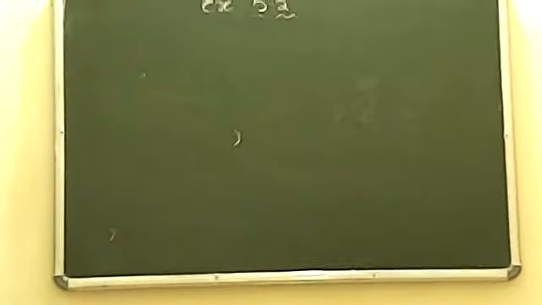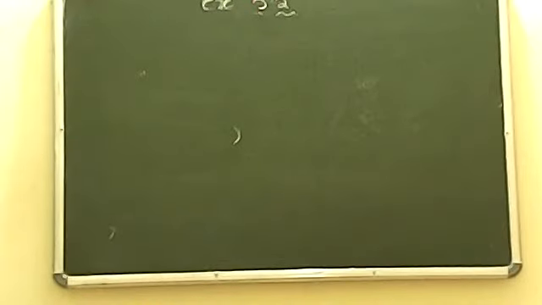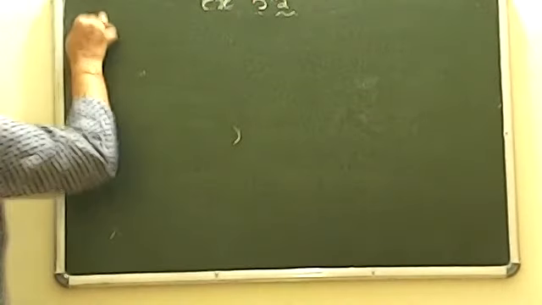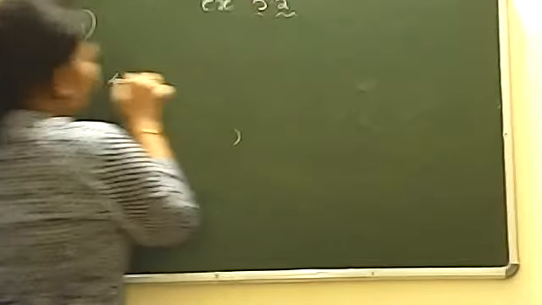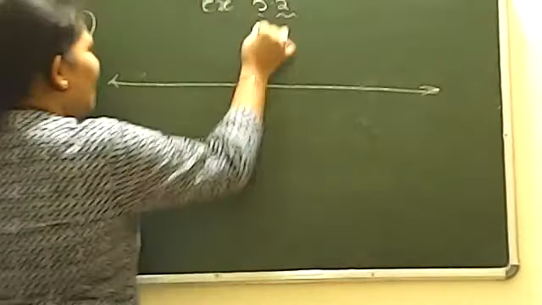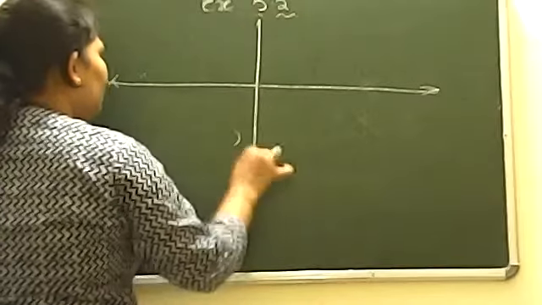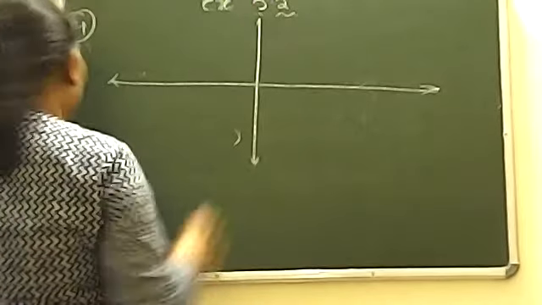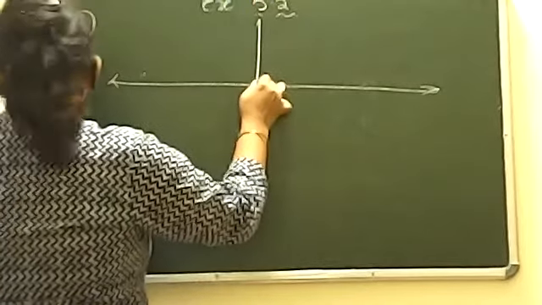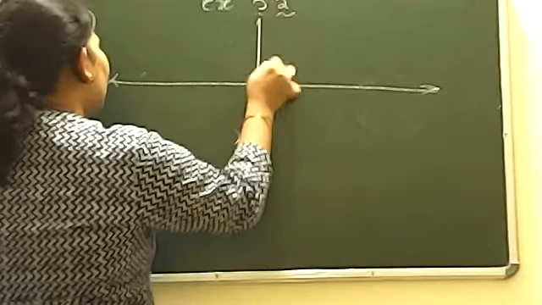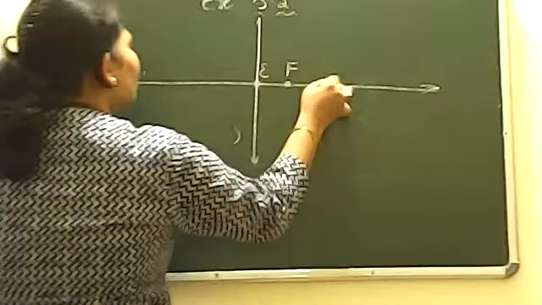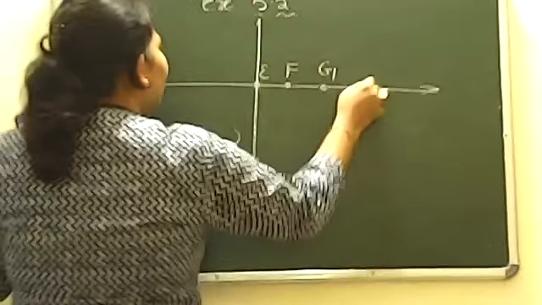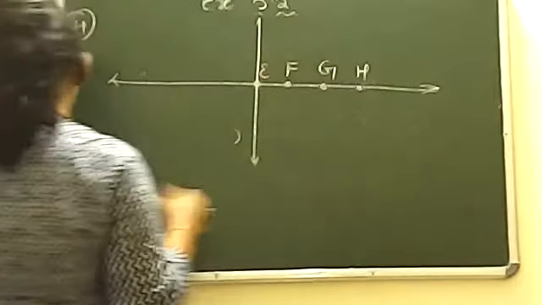Look at here, question number 4, the figure. I want you all to please draw the figure. All of you, please draw this figure right now on your copy with the help of the book. This is one line which is perpendicular. Here we have point E. This is point F, this is point G and this is point H.